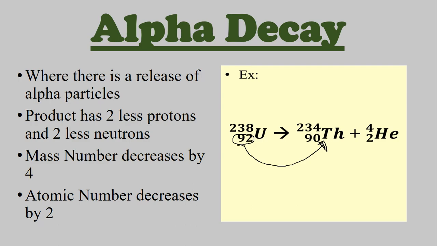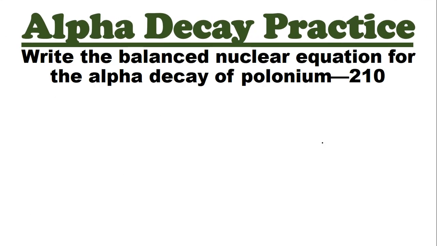All right, so let's do some practice with it. It says, write the balanced nuclear equation for the alpha decay of polonium-210. All right, we know we're messing with polonium-210. Get your periodic table out. So, find polonium and look up the symbol. I'll give you a hint. The symbol is Po.